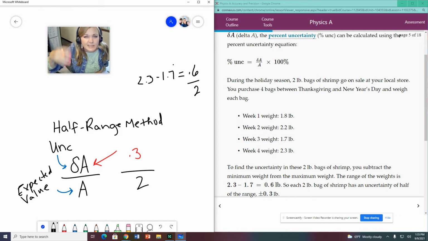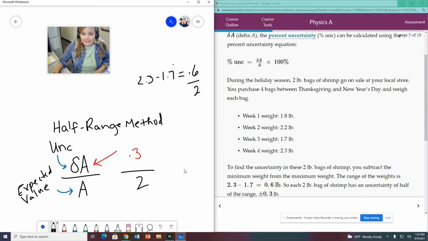So the side story here is I'm buying shrimp because it's delicious, and I want 2 pounds of shrimp, and sometimes they're giving me 2 pounds of shrimp, and sometimes they're giving me 1.7 pounds of shrimp, and sometimes they're giving me 2.3 pounds of shrimp, but they're always charging me for 2 pounds of shrimp. So sometimes I'm making out like a bandit and getting almost an extra half pound of shrimp, and sometimes I'm getting shortchanged, but on average, it's pretty much 2 pounds.